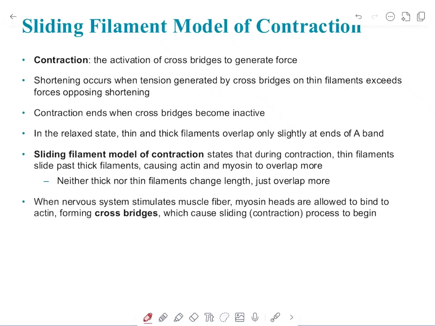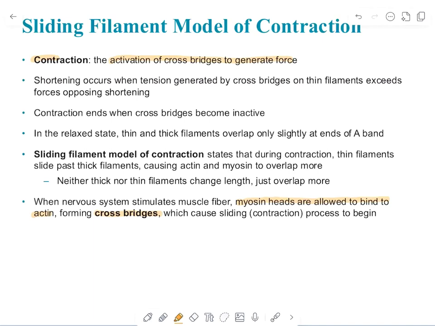The sliding filament model of contraction means that there's going to be activation of cross bridges to generate force. This cross bridge is formed when myosin heads are allowed to bind to actin. Shortening occurs when tension is generated by these cross bridges, and contraction ends when the cross bridges become inactive.